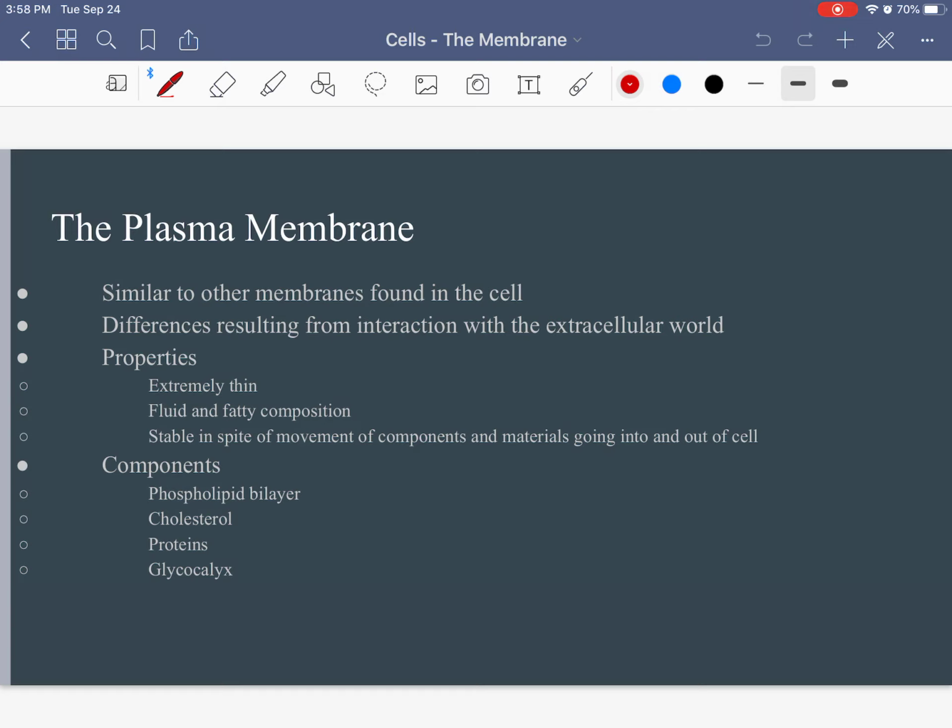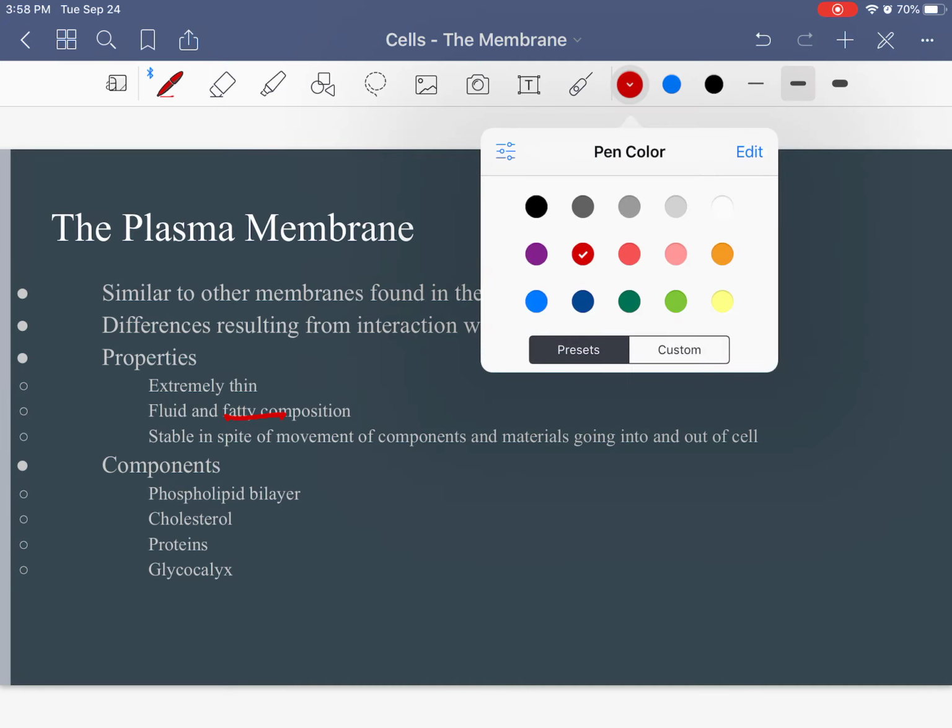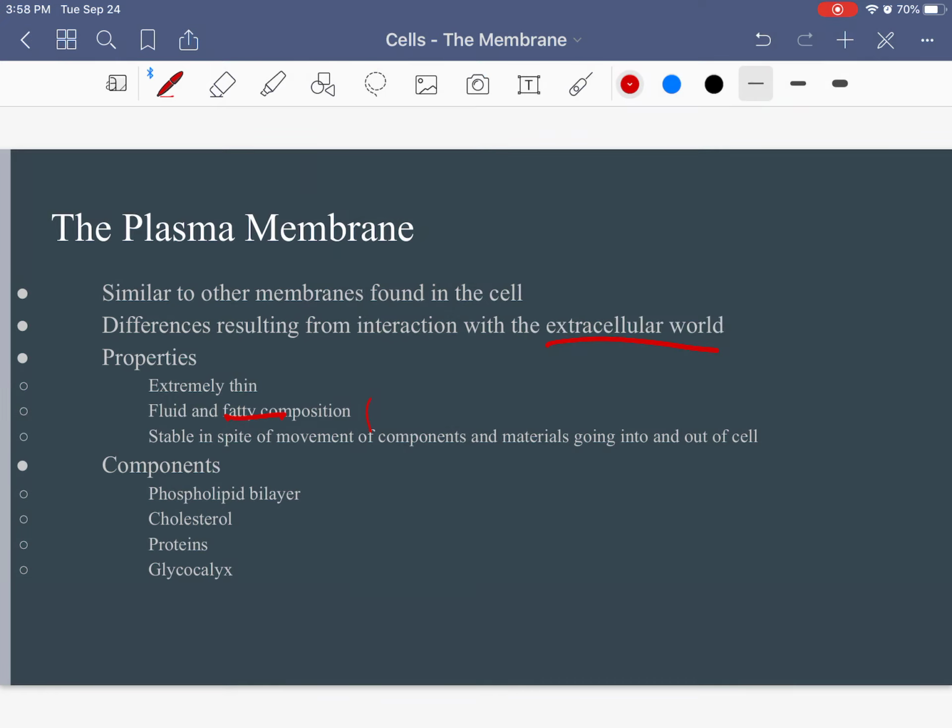The differences result from interaction with the extracellular world. So the plasma membrane is separating the cell from the extracellular fluid that bathes all of the cells in a living system. It is very thin. It is fatty in composition, which means that it's made with phospholipids. Okay, and it's stable in spite of movement of the components, the materials going in and out of the cell, and the movement of the components of the materials that actually make up the plasma membrane itself.